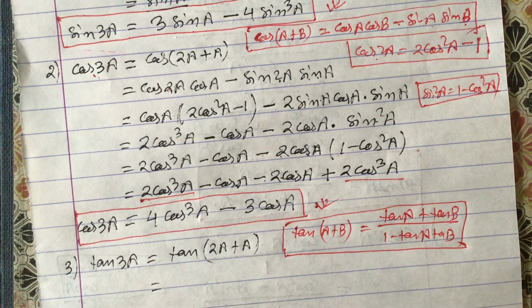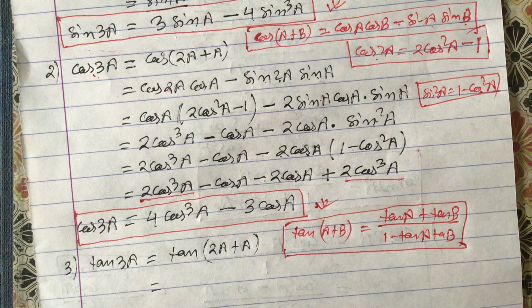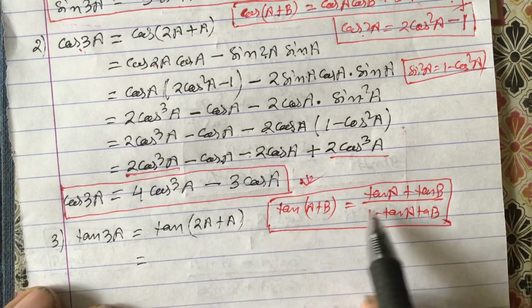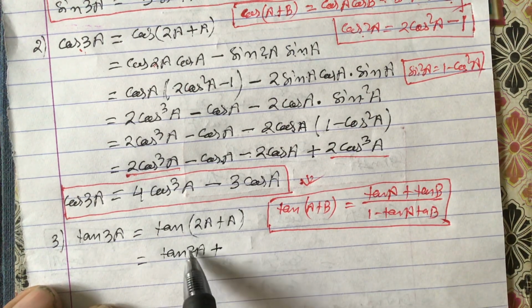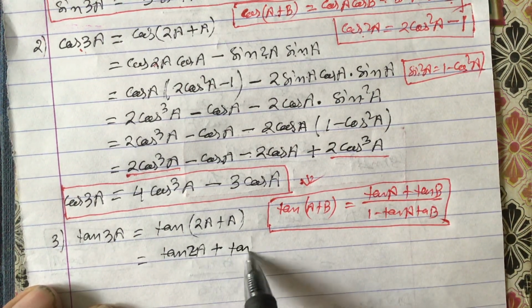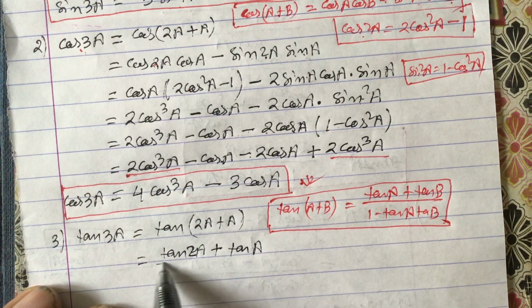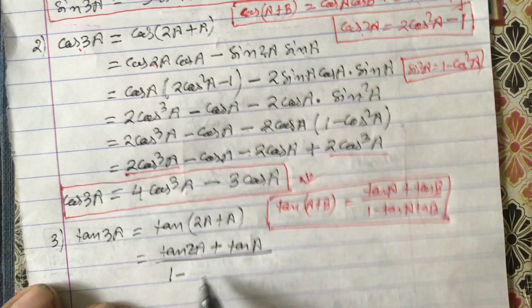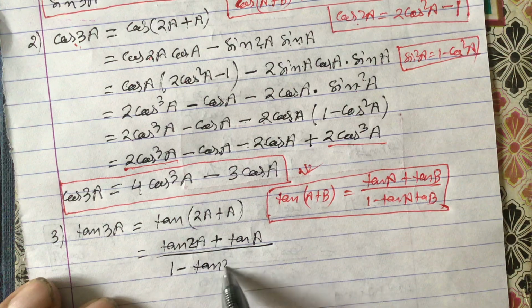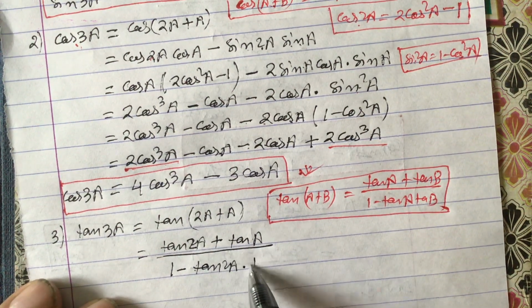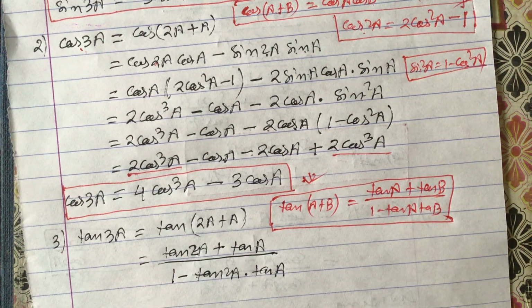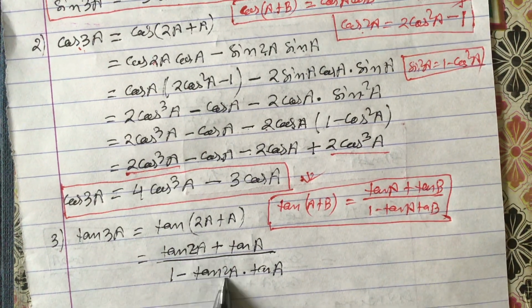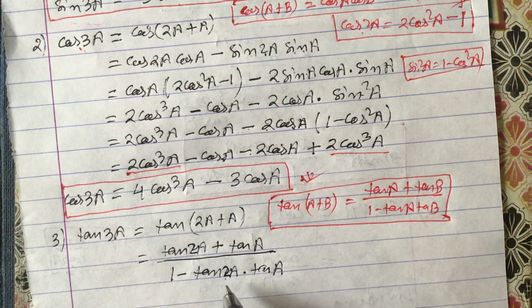Let us put this formula here. Now tan A means tan 2A, plus tan B means tan A only, since B means A only, divided by 1 minus tan 2A times tan B, which is tan A. This is the formula. Now after this, here we have 2A, 2A. Now 2A and 2A we have to change in the form of A again.